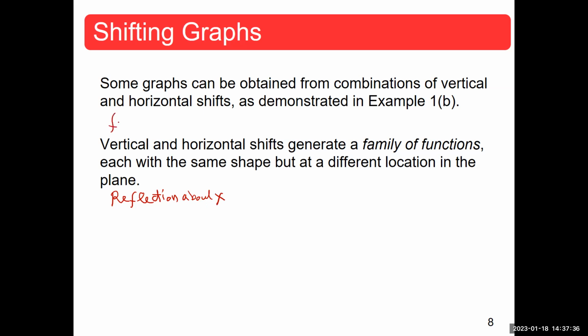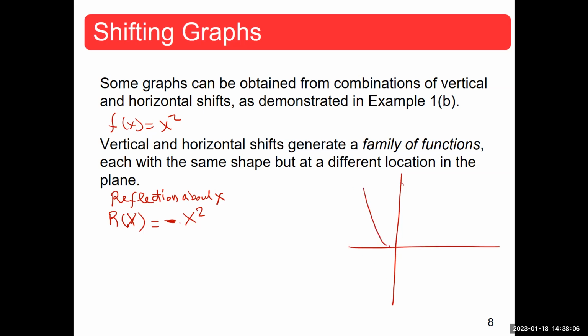So remember, the original was f(x) equal x squared. The reflection, I'm going to call it function R(x). Oh, let me clear. The reflection is equal to negative. You put a negative sign, negative x squared. So basically, if I have that's the original x squared. Reflection, like x is your mirror.